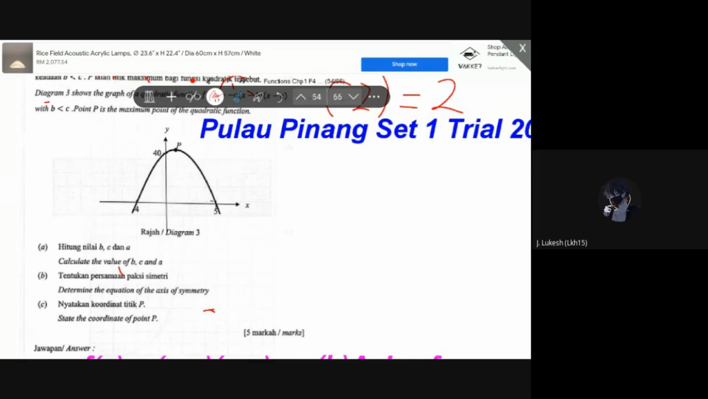Okay, so question B. Cari persamaan paksi simetri. So, what is the idea? Sekarang kamu boleh guna dua kaedah untuk cari sebenarnya. So, what's the method you will use? Which one is easier for you right now, at this point of time? Kaedah mana kamu akan pilih untuk cari? What method you will use to find the paksi symmetry?